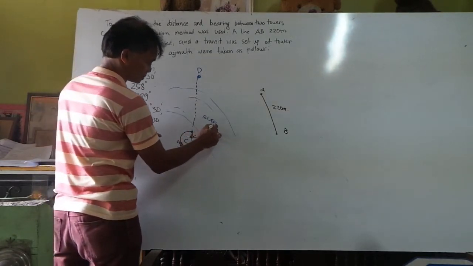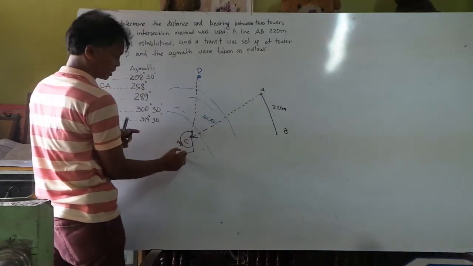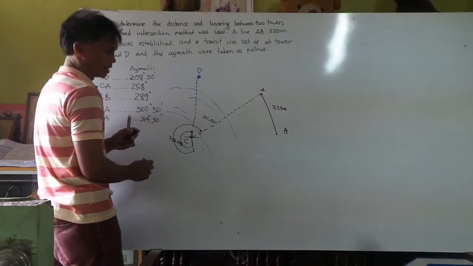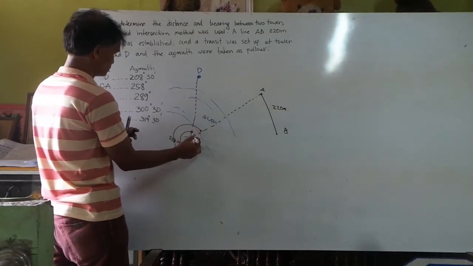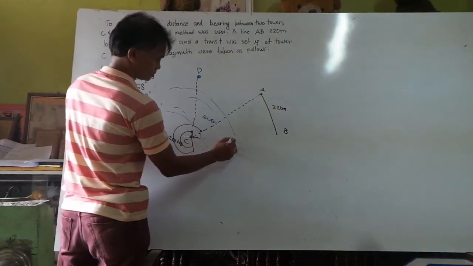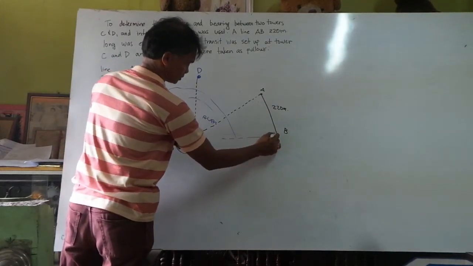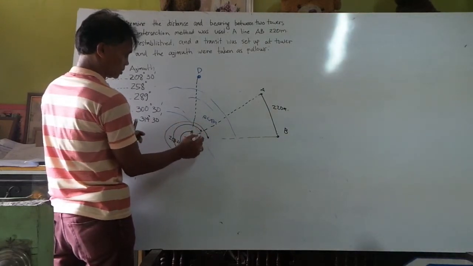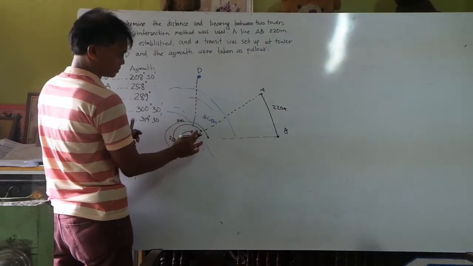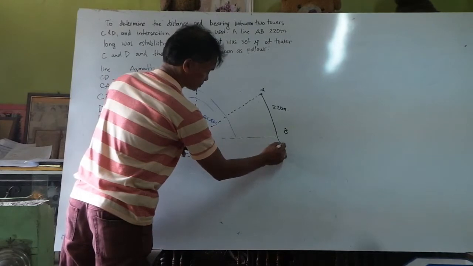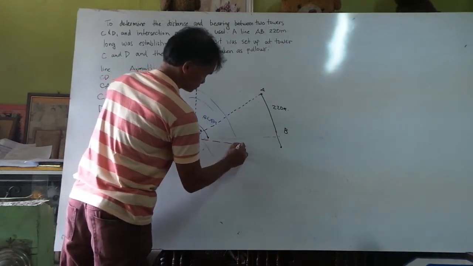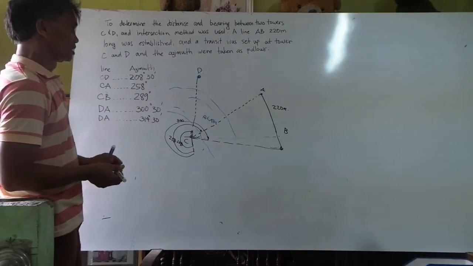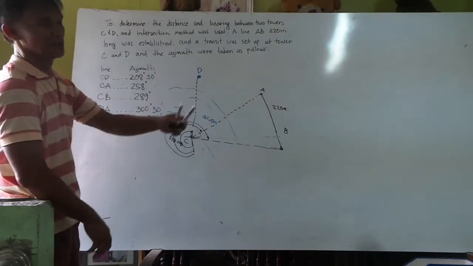So that is the line of sight, and the azimuth is 258. Then you turn again, going to D, and the azimuth is equivalent to 300. That's the azimuth taken from C going to the three points.